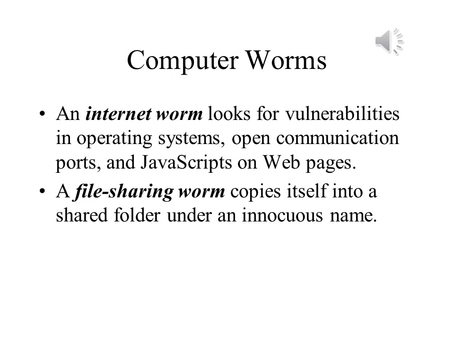An internet worm looks for vulnerabilities in operating systems, open communication ports, and JavaScript code in web pages. A worm just like this virtually shut down the internet in October 1988 by flooding it with traffic. It took advantage of a few security loopholes that existed at that time in Unix systems. A file-sharing worm is different. It copies itself into a shared folder with a name that looks harmless.